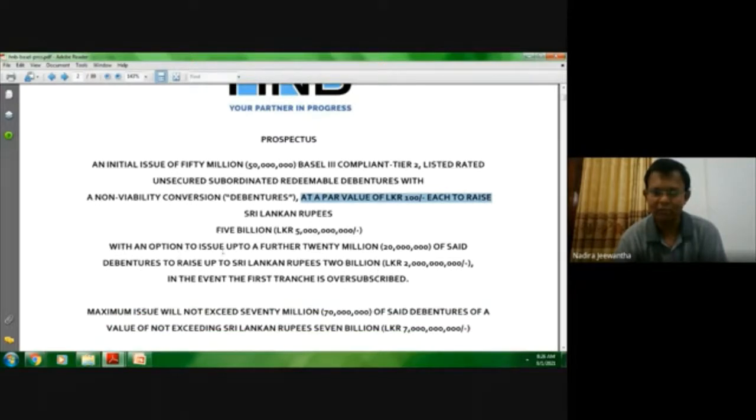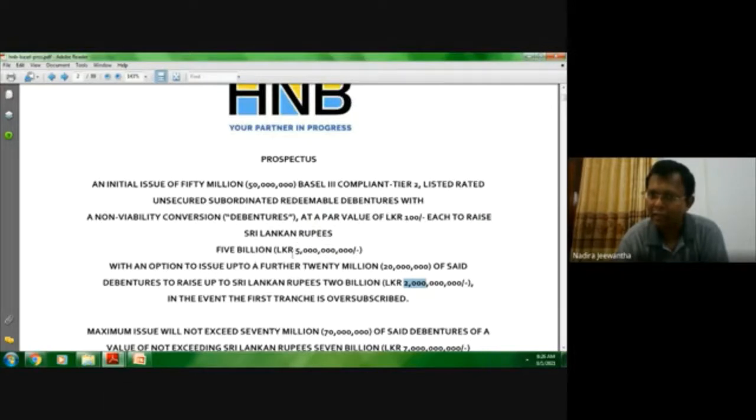Now how much do they need to issue? 5 billion. What? There is another option, with an option to issue up to a further 2 billion. In which case, if the people have put money in this HNB debenture more than 5 billion, then the bank will issue another 2 billion.